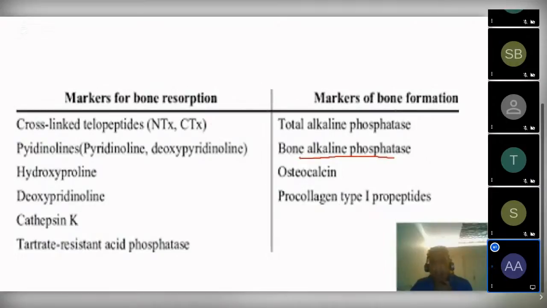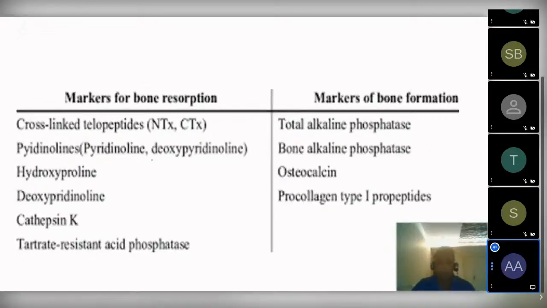Please remember this. If there is a fracture and it is healing, you do serum alkaline phosphatase, it is raised, provided the individual is healthy without any other comorbid condition. But if you want to be specific, you can do bone specific alkaline phosphatase as well. And osteocalcin, increased osteocalcin is also one of the bone formation markers. Pro-collagen type 1 propeptide is one of the bone markers. More importantly, I will come to this. Don't be confused with all of this.